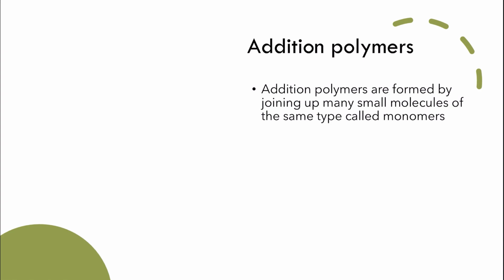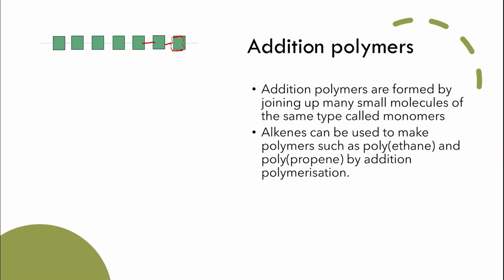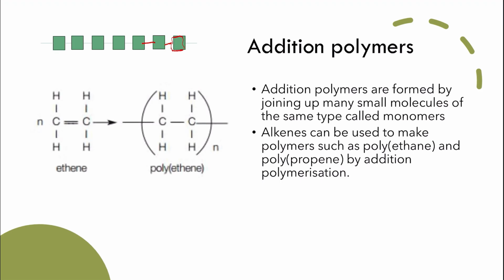Addition polymers are formed by joining up many small molecules of the same type, which are called monomers. So you have something like this. So the exact same unit of the monomers, which are joined together to give you the polymer. So they are repeated units. Alkenes are among the classes of organic molecules that can be used to make addition polymers. So something like ethene, they can react together to give you polyethene. And then propene as an alkene, they also can be joined together to give polypropene.